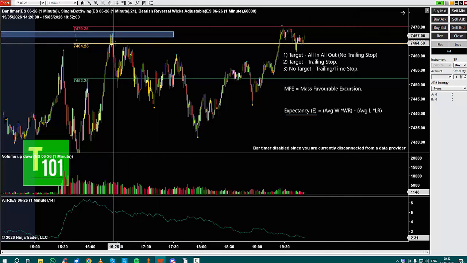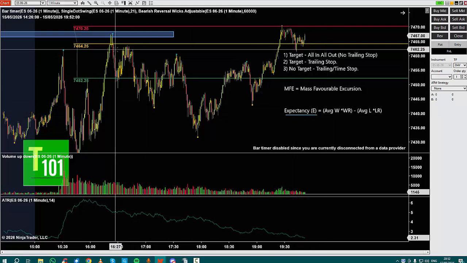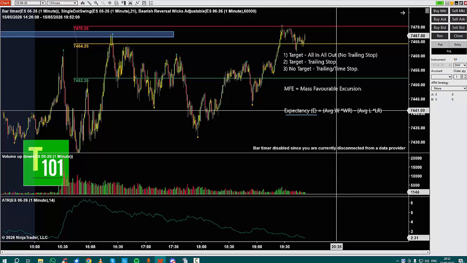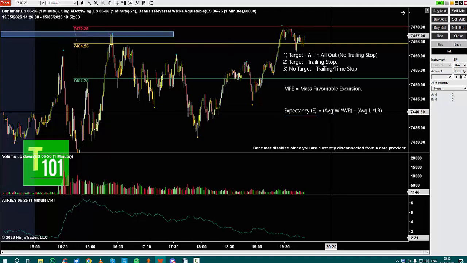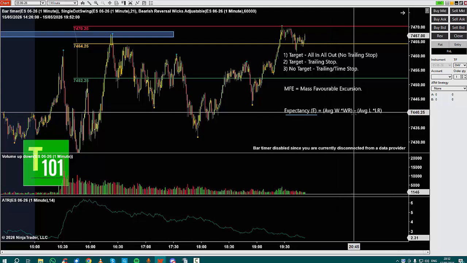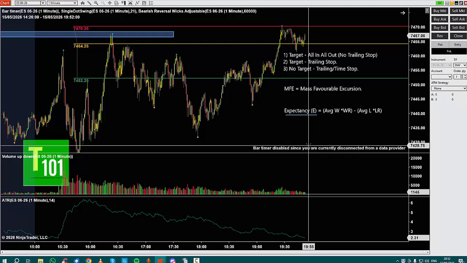So let's just use 2-to-1 as an example, and a 50% win rate. If my average win is 2, we'll do it in terms of R. So average win in terms of R, average loss in terms of R, which we spoke about in a prior video.